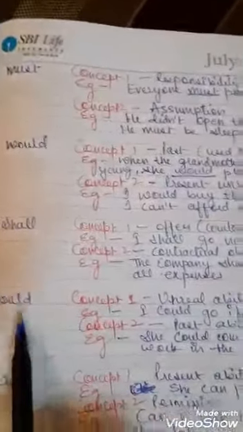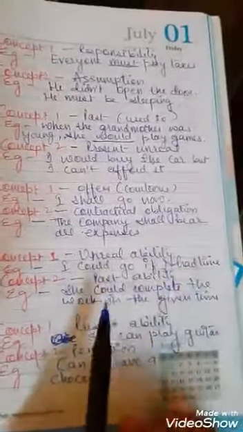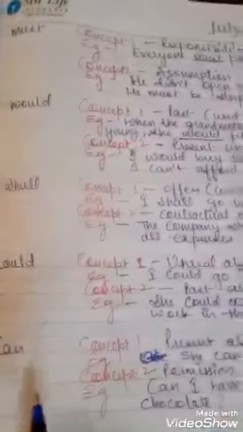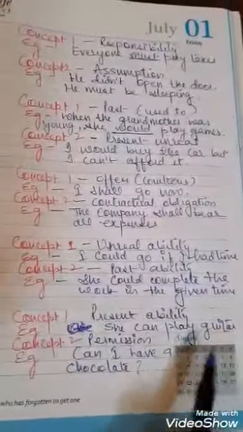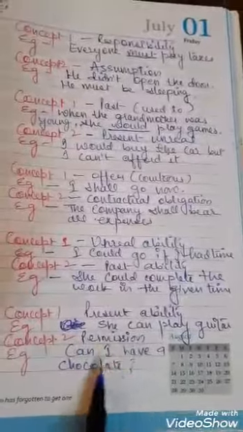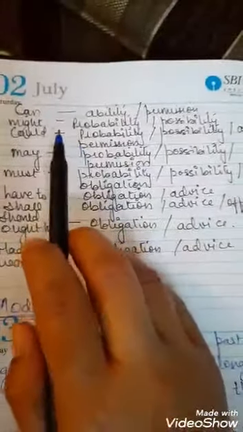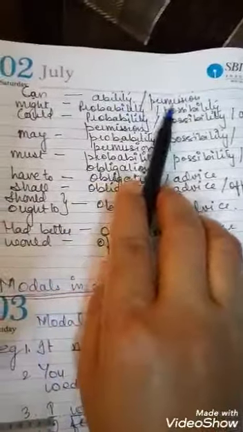Could, concept 1, unreal ability. I could go if I had time. Concept 2, past ability: she could complete the work in the given time. Can, concept 1, present ability. She can play guitar, in the present. Concept 2, permission. Can I have a chocolate? So you have to just go through all these concepts. You will understand how these modals are used. Like here, can shows the ability and the permission.